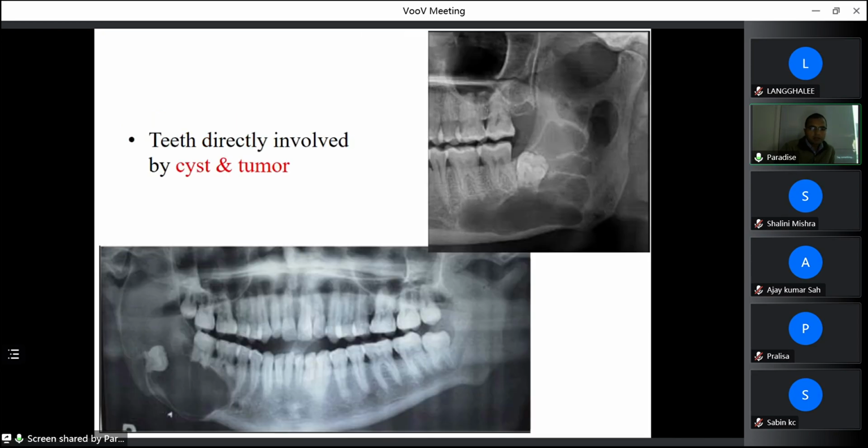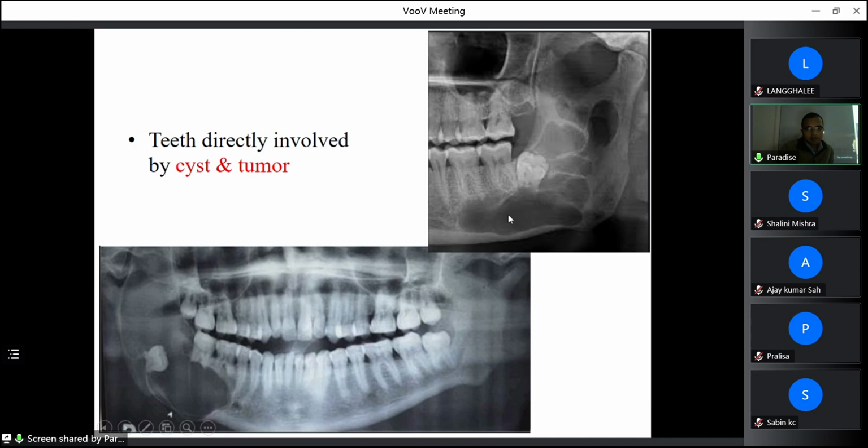Another indication is if the tooth is associated with any cyst or tumor. Take a case of odontogenic keratocyst, where there is anterior-posterior expansion and it is associated with the third molar, second molar, and first molar. We have to enucleate this lesion along with the extraction of these teeth. Otherwise, it will lead to recurrence of the cyst.